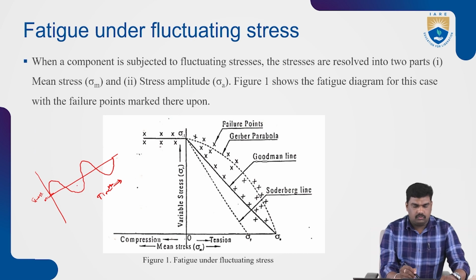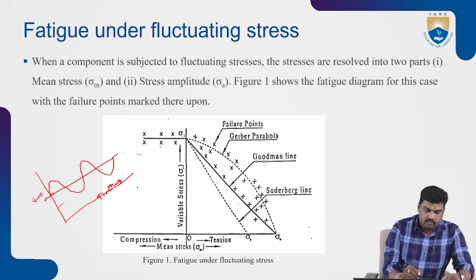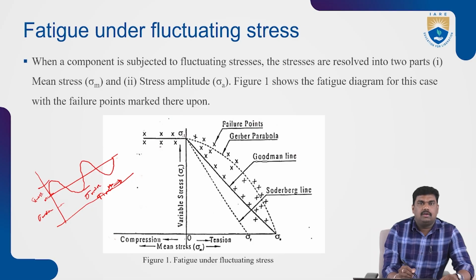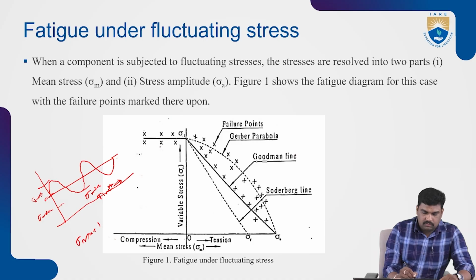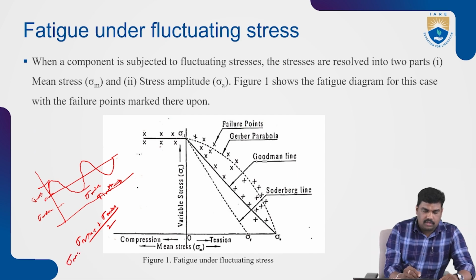Mean stress: this is sigma max and this is sigma minimum. So the mean stress is sigma max plus sigma min, divided by 2. Another one is stress amplitude. Up to here it is sigma min, and up to here it is sigma max.